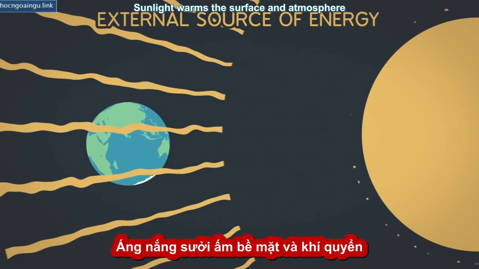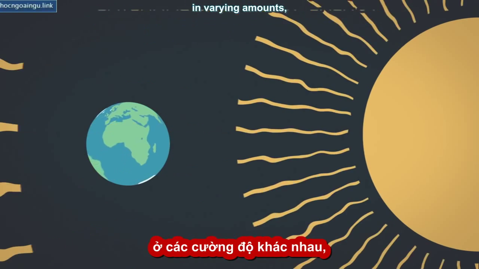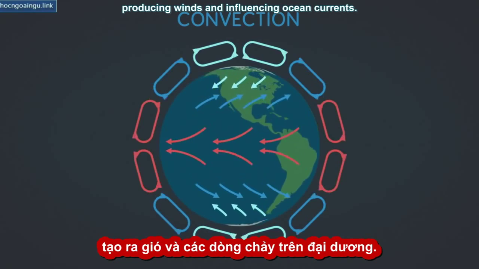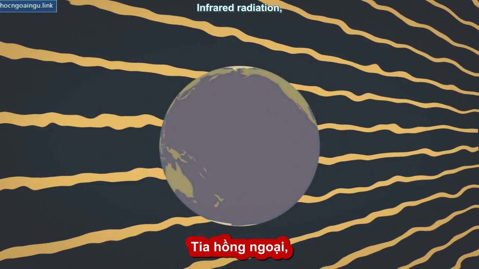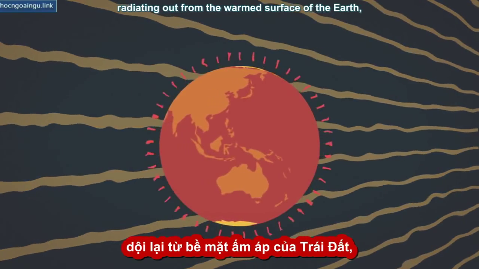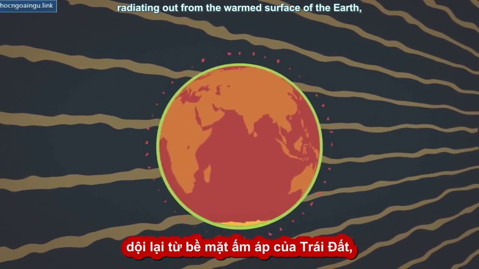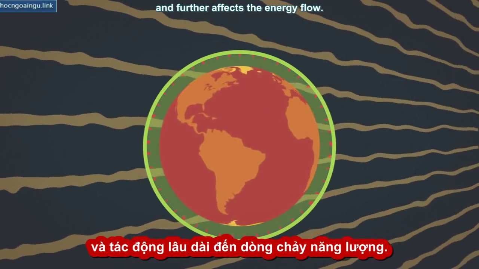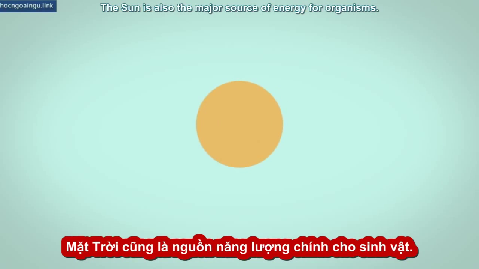Sunlight warms the surface and atmosphere in varying amounts, and this causes convection, producing winds and influencing ocean currents. Infrared radiation, radiating out from the warmed surface of the Earth, gets trapped by greenhouse gases and further affects the energy flow. The sun is also the major source of energy for organisms.